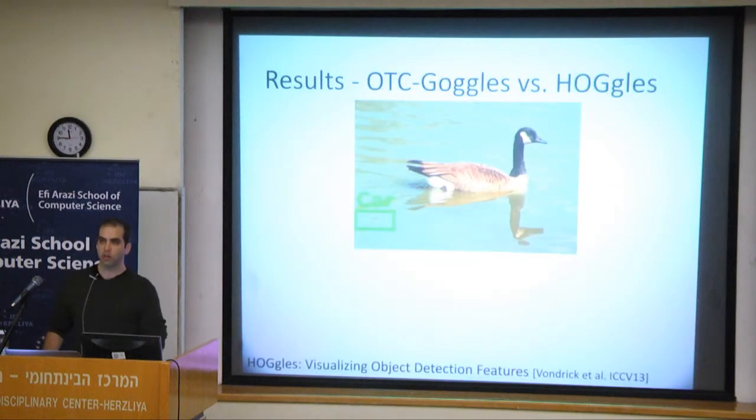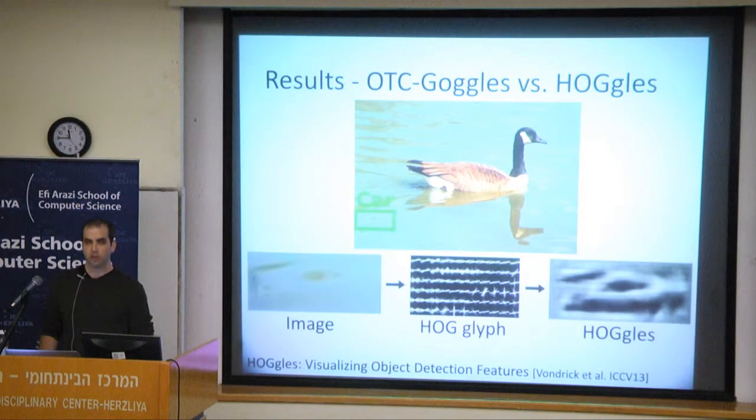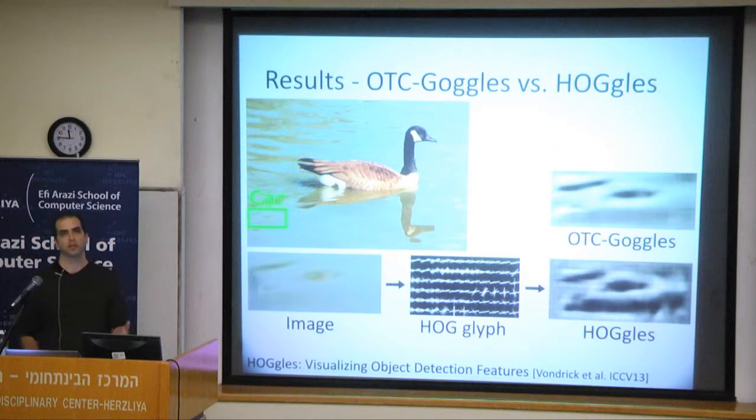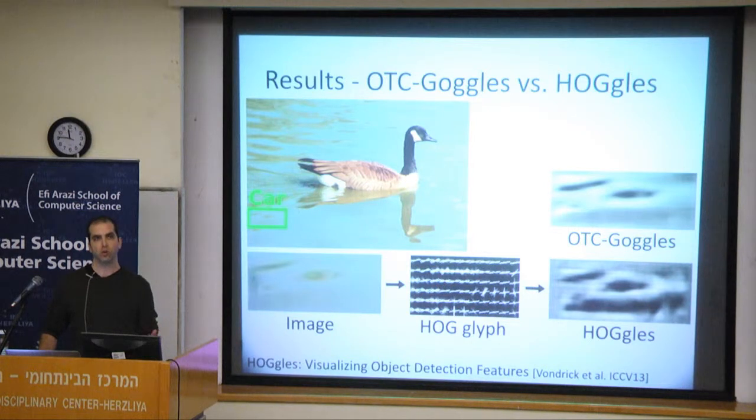In a recent paper titled Hoggles, the authors examined the reason for false positive detections by visualizing the information captured by the Hog descriptor. They did so by learning the transformation between feature space and image space. Here you can see such an example where a car was hallucinated in the water. Using their framework, we examined our performance using our OTC descriptor. And you can see that indeed our descriptor is more robust and it avoids the creation of false features and therefore hallucinations.